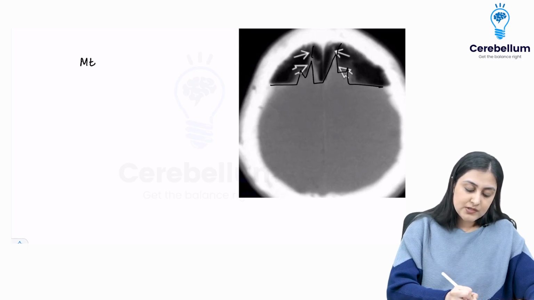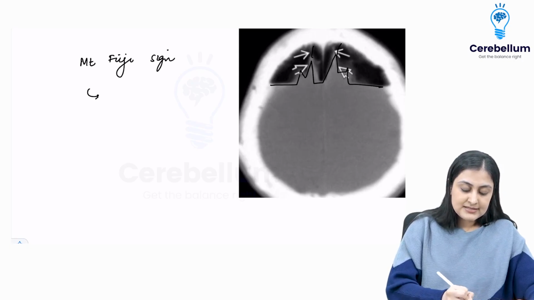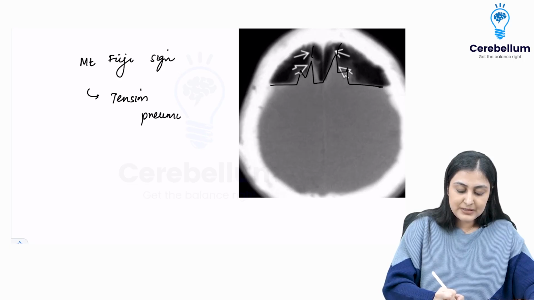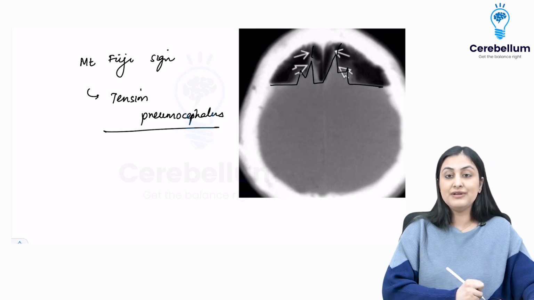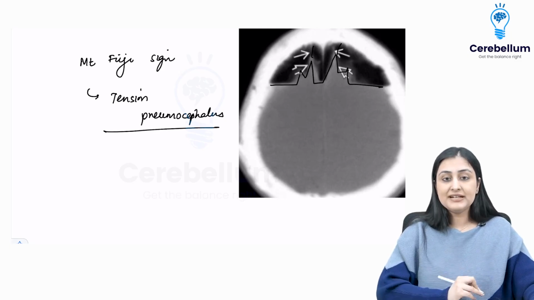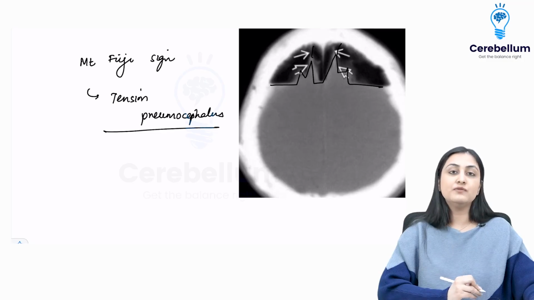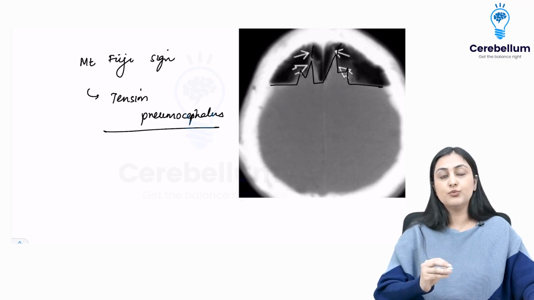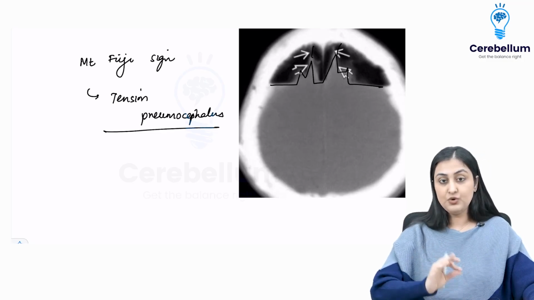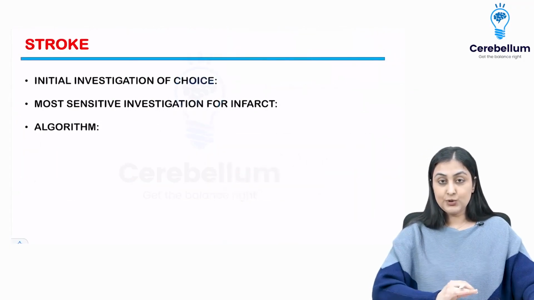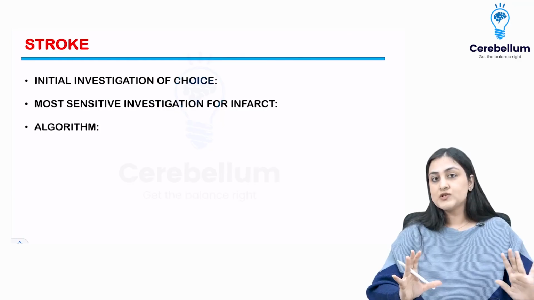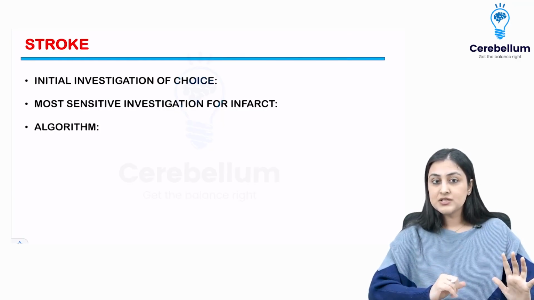So this appearance has been given the name of Mount Fuji sign, and this represents tension pneumocephalus. It means that the brain is under pressure, there is tethering of the veins, and the frontal lobe is pointed like this. So this is a sign which represents tension pneumocephalus, and this is the Mount Fuji sign. Okay, so this is what we had to discuss as far as head trauma was concerned.